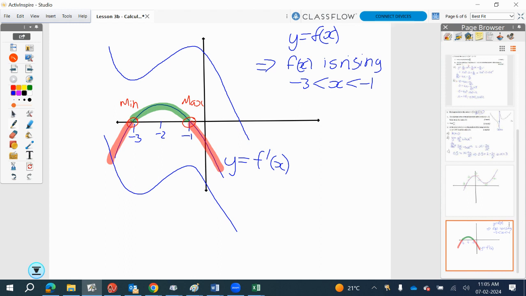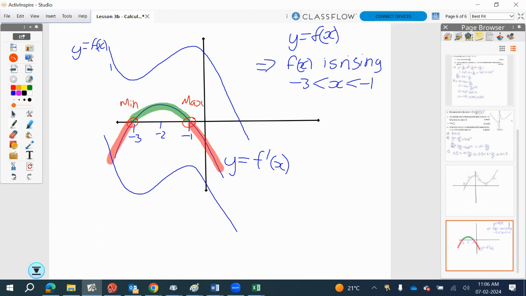But we can say, this is the original graph, y equals f of x. Here the function is going down, the derivative is negative. Here the derivative is 0. Here the function is going up, the derivative is positive. Here the function reaches a maximum, the derivative is 0. Here the function is going down, the derivative is negative.